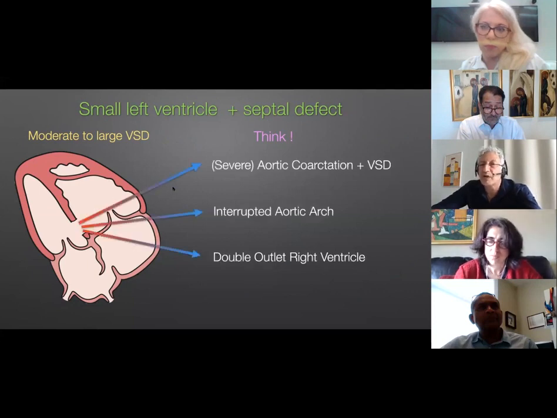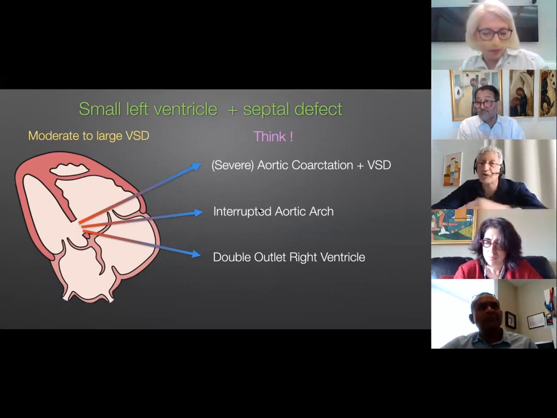Consider the presence of a severe aortic coarctation with the VSD. In general, it's more severe than the one without VSD, but it can also be an interruption of the aortic arc. So both conditions are associated with an obstruction of the outflow tract of the left ventricle. But it can also be a double outlet right ventricle, where both vessels arise from the right ventricle and the left ventricle is small because the whole blood will go automatically to the right side.